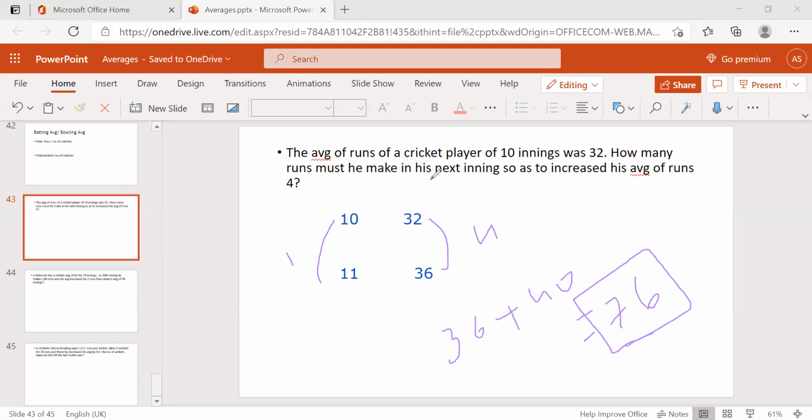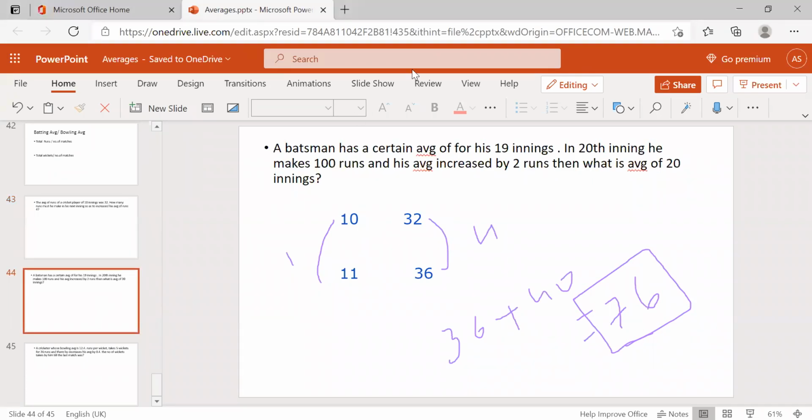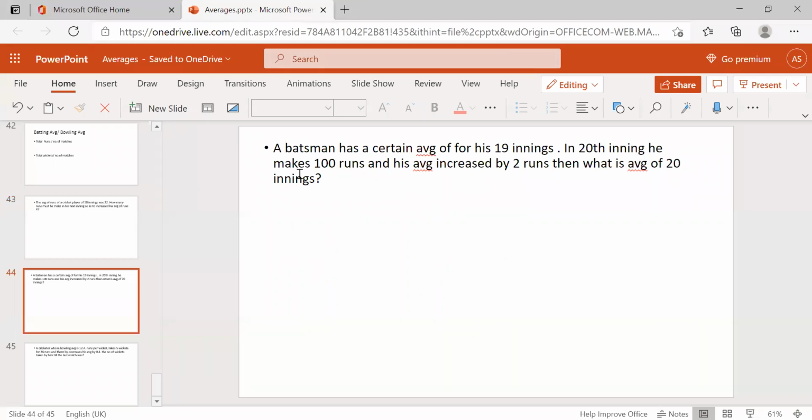In the same way we are doing the batting average also. Is it clear? Now, moving on to the next question. If you have any doubt, just ask me. A batsman has a certain average over his 19 innings. In the 20th inning, he makes 100 runs and his average increases by 2 runs. Then what is the average of 20 innings?